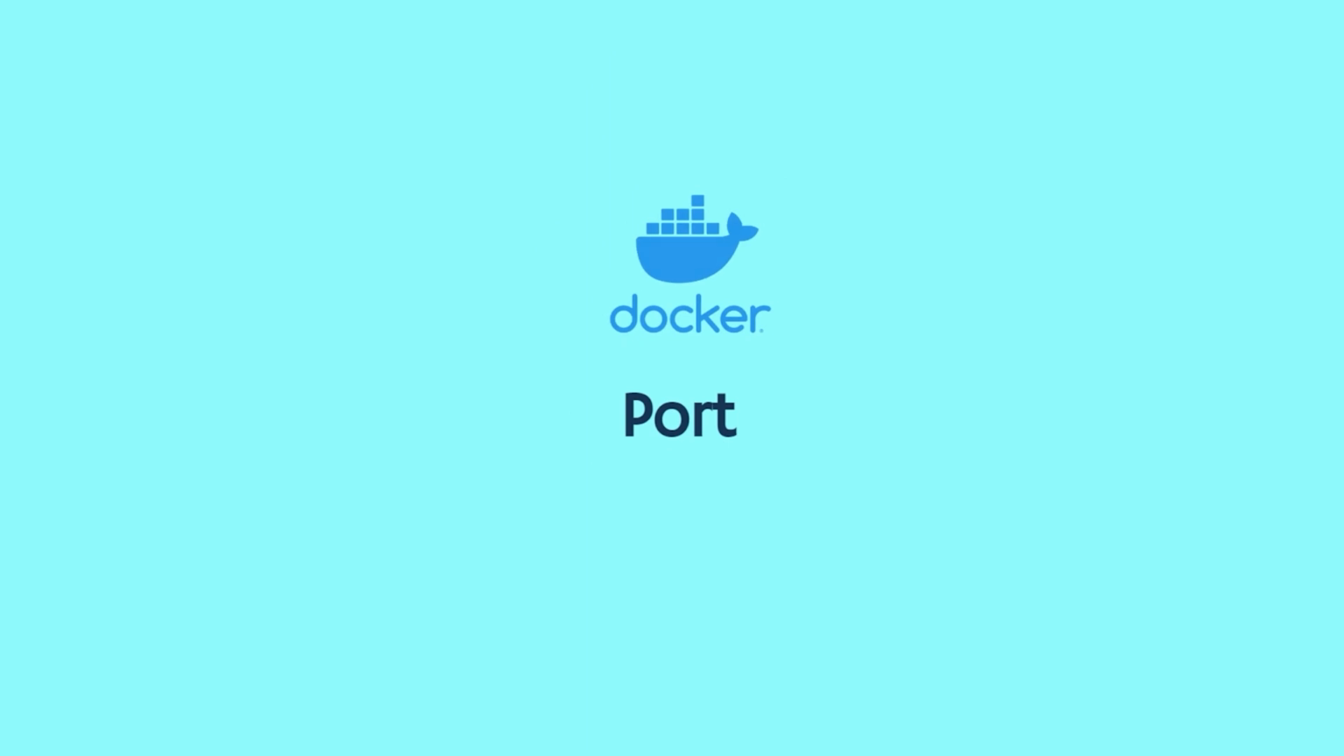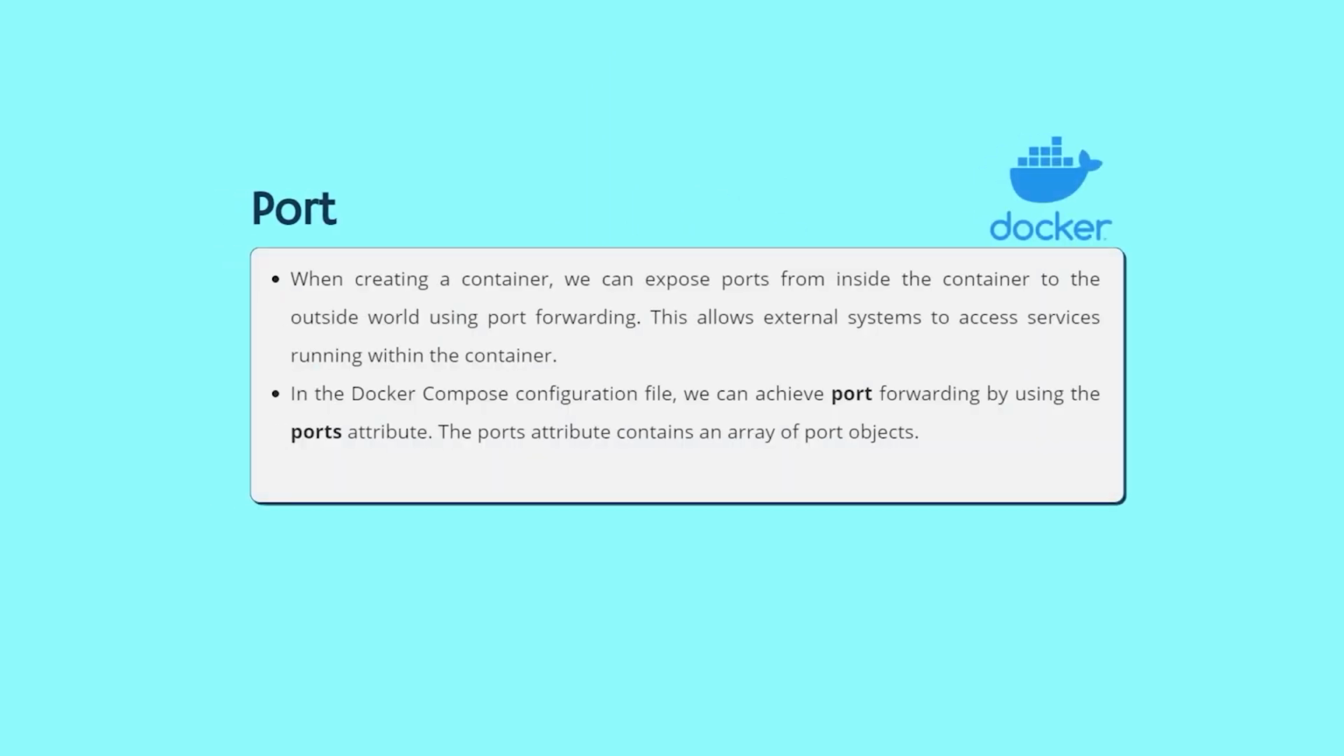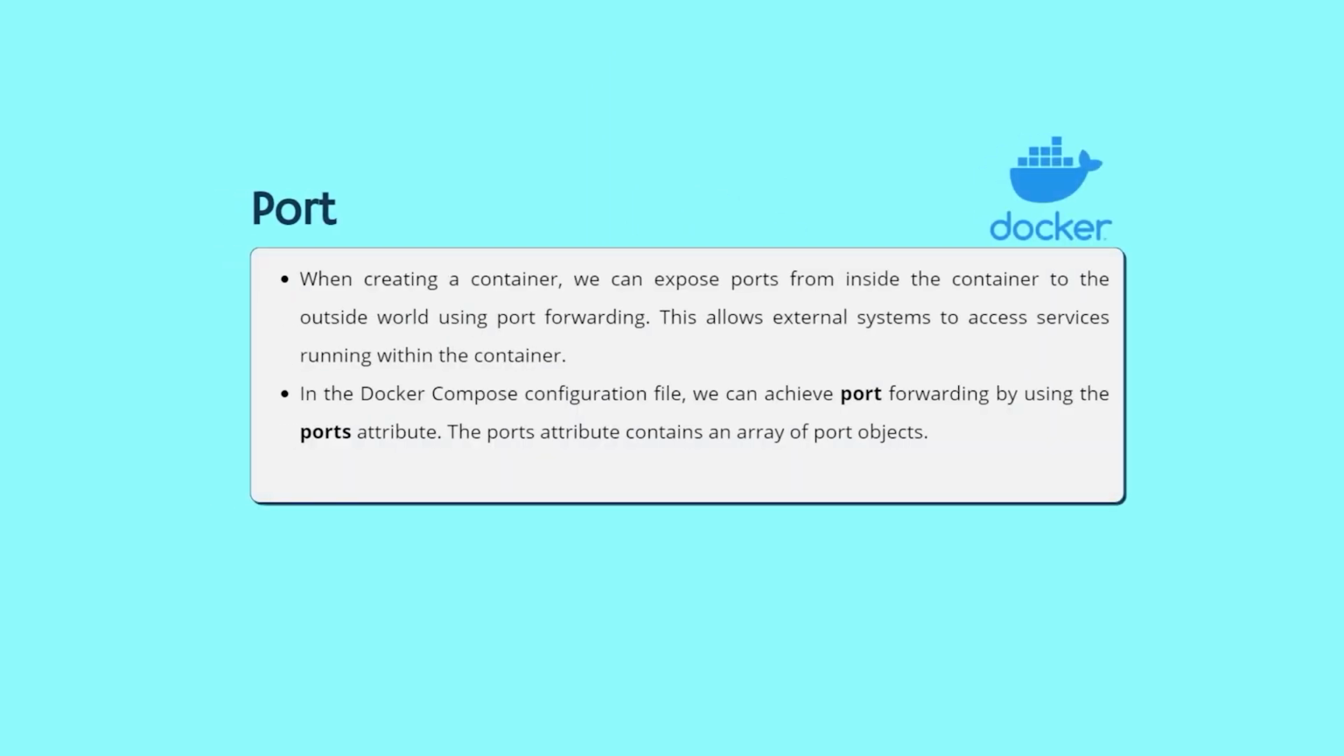Port. When creating a container, we can expose ports from inside the container to the outside world using port forwarding. This allows external systems to access services running within the container. In the Docker Compose configuration file, we can achieve port forwarding by using the ports attribute. The ports attribute contains an array of port objects.